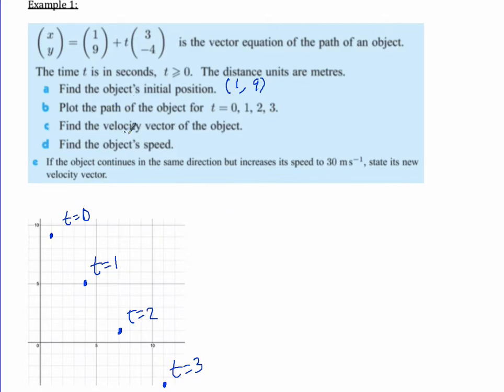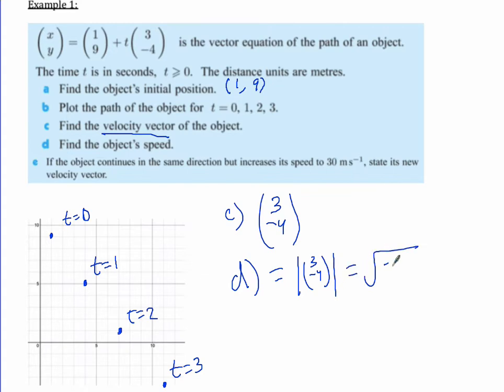Find the velocity vector. So the velocity vector is just this vector, and the speed is going to be the magnitude of (3, -4), which equals the square root of 3 squared plus (-4) squared, which equals 5 kilometers per hour. Okay, this distance all the time is going to be 5 kilometers.